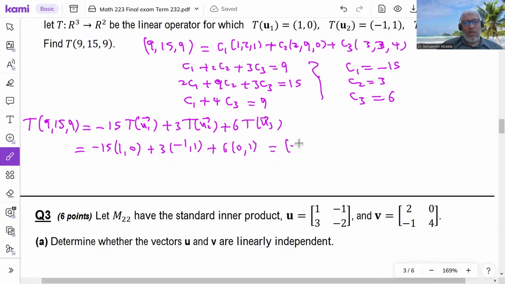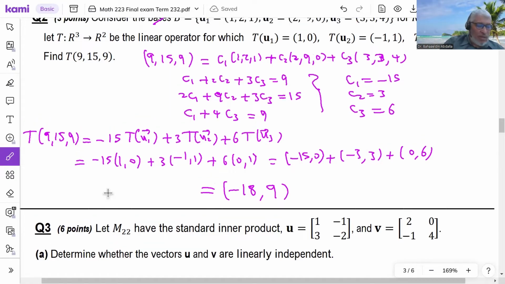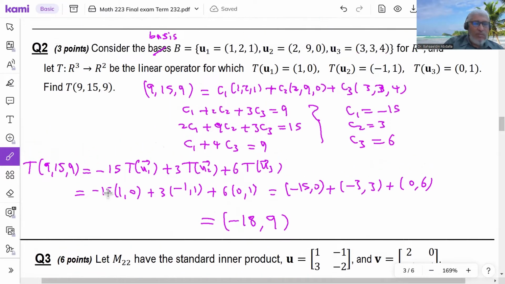So I'll have negative 15 and 0, plus negative 3 and 3, plus 0 and 6. And the final answer would be negative 18 and 9. So this is the final answer.